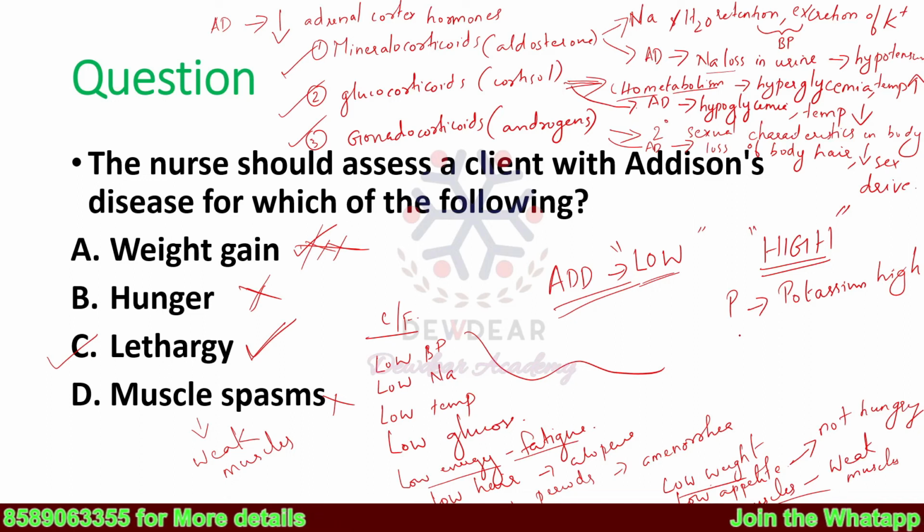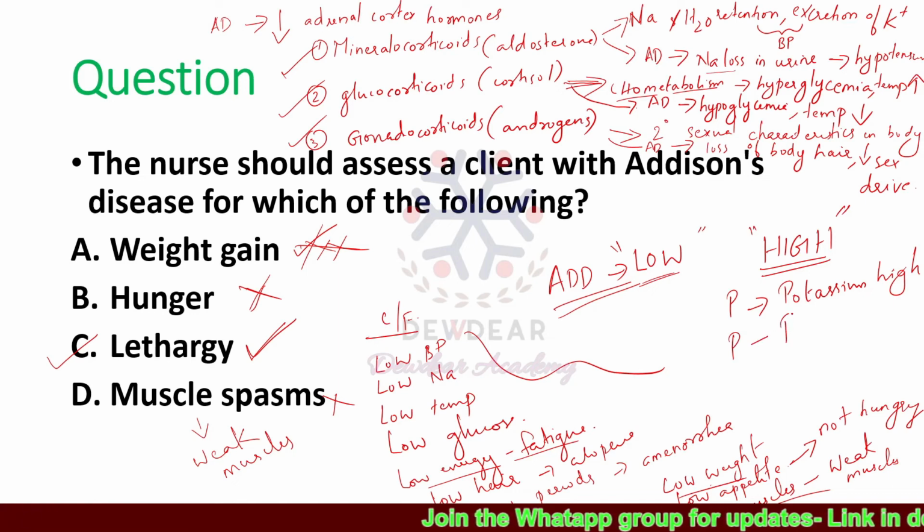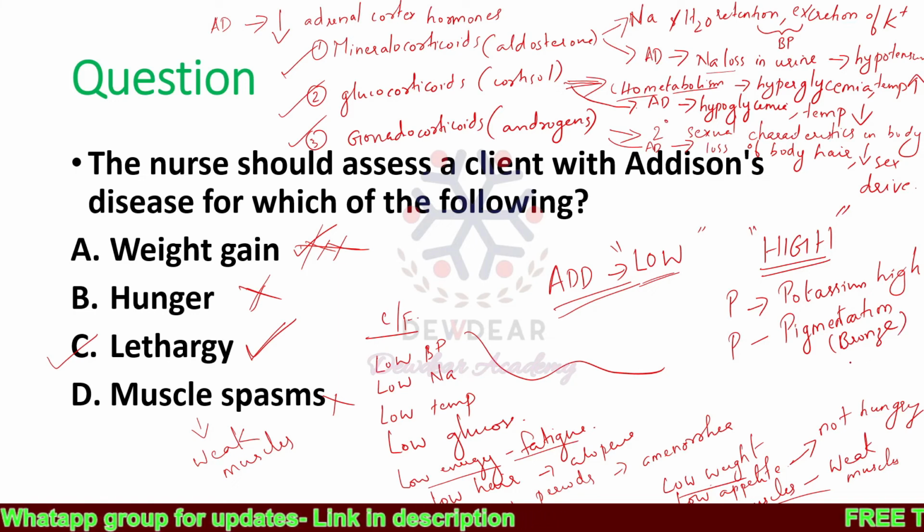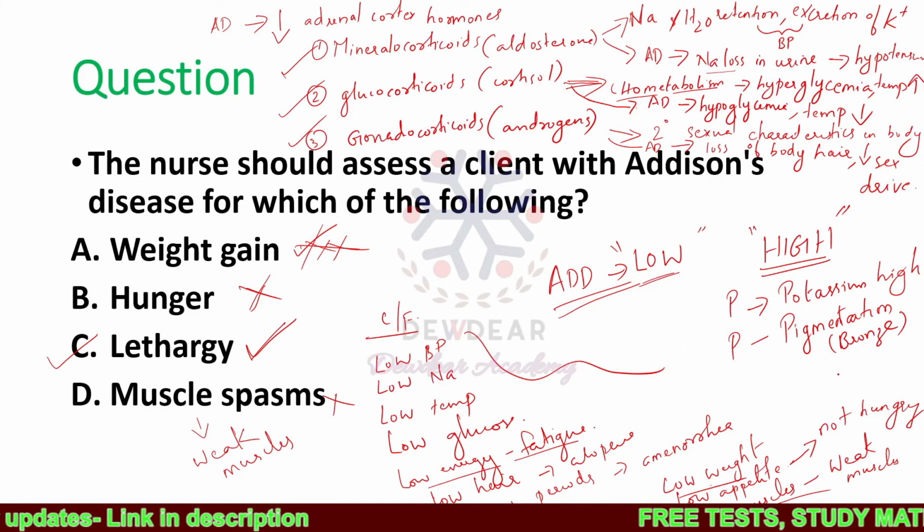Then another P, that is pigmentation. Bronze pigmentation is an important manifestation in Addison's disease. There will be darkening of the skin in Addison's disease. That is why it is known as bronze pigmentation.